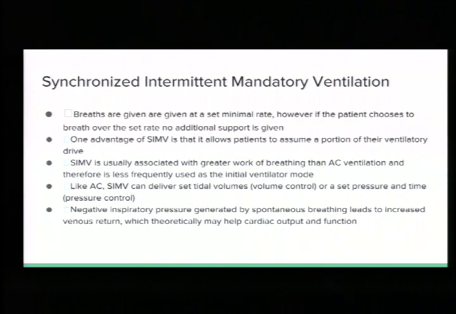SIMV, you'll see a lot of patients upstairs who have been on the vent for a few days. They'll set them to SIMV. They're given a set minimal rate. If the patient is breathing above it, they do not get support on those breaths.